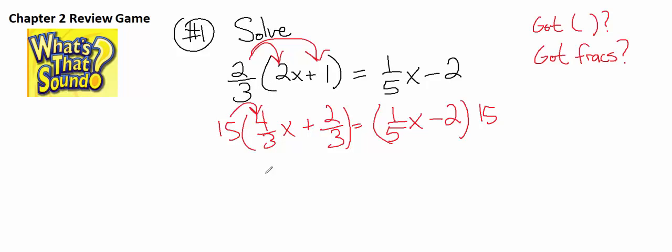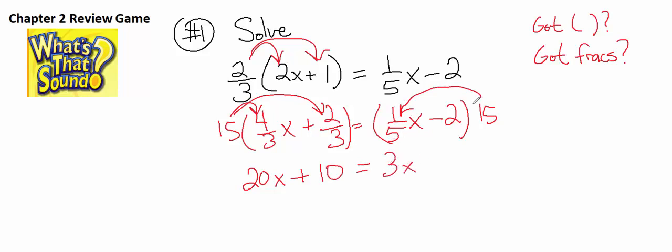So 15 times 4/3, that's 15 times 4, that's 60. And 60 divided by 3 is 20x, and then we take the 15 in here. 15 times 2 is 30. 30 divided by 3 is 10. Equals, here we'll take the 15 in. 15 times 1 is 15, divided by 5 is 3x, and 15 times negative 2 is minus 30. Again, if you're bad at fractions, use your calculator. You should be all right.